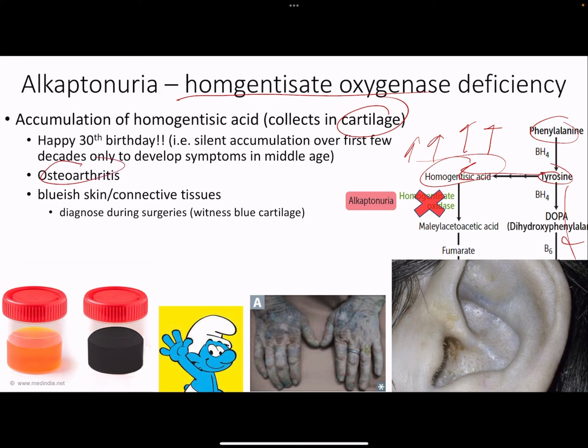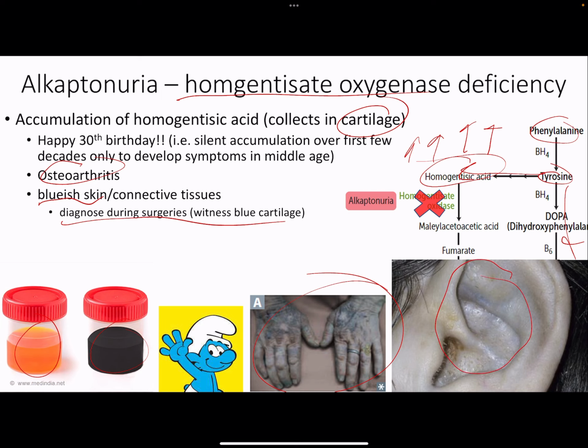People will develop osteoarthritis. As it progresses, you might get bluish skin, and we might see it in the urine. So if somebody has this, the urine looks a normal color, but then over time there's oxidation of the homogentisic acid, which accumulates in the urine, and then it turns darkish blue. Sometimes it's diagnosed when people don't know. Maybe you're skiing, you tear your MCL, and they want to do surgery when you're 28, and they open you up and they look at your kneecap cartilage and they see a lot of blue in the kneecap. That might be the first sign.